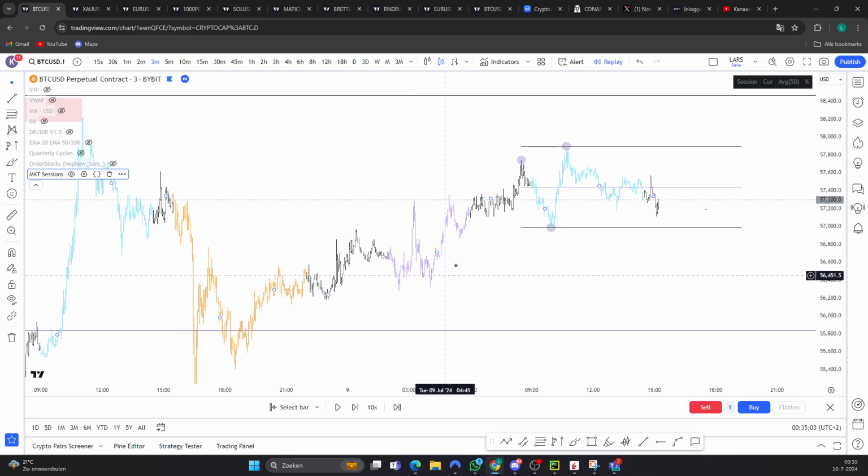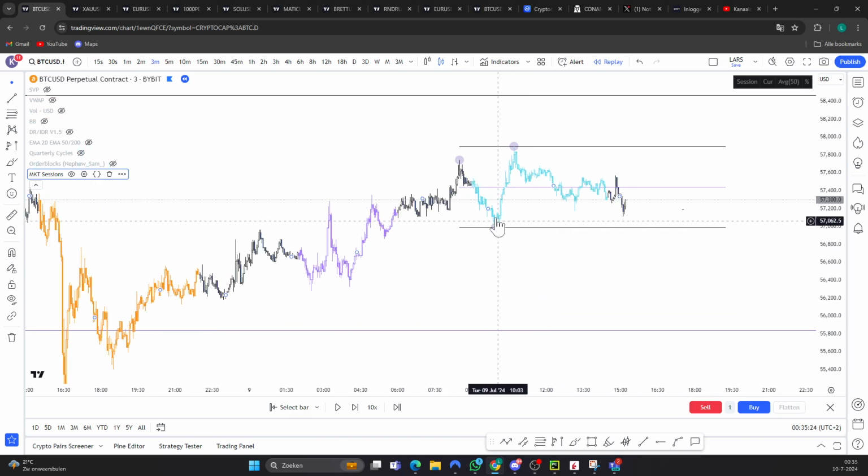So as you can see in purple, you see all the price action during Asia. In blue, you see all the price action during London. And in orange, you see all the price action during New York. Actually, a very good indicator with a simple overview of where are your session highs and where are your session lows. So right here, we had our range low, which was also our London session low.